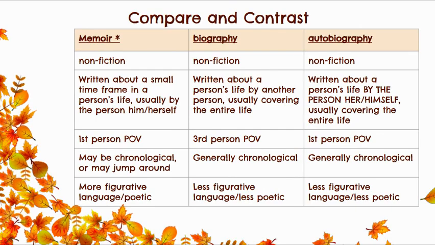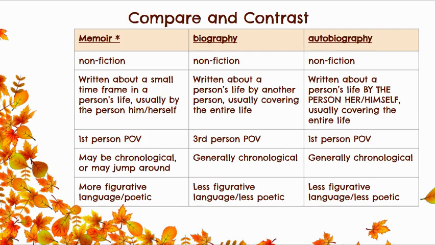So, some of the ways these are alike: a memoir and an autobiography is usually written by the author themselves. Biography, written by another person. Biography and autobiography, it's about the person's entire life, whereas a memoir is more of a little snapshot. Memoirs and autobiographies are frequently in first person point of view. We. Biography, third person point of view. He, she, they, etc.